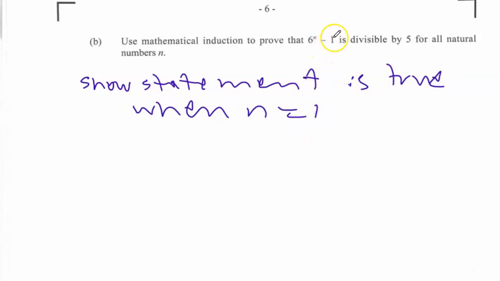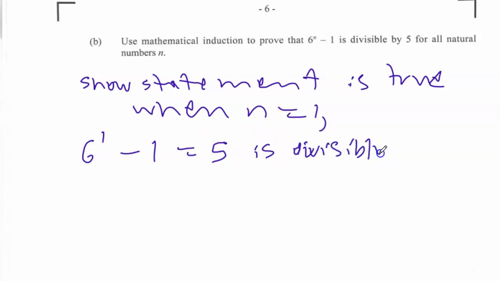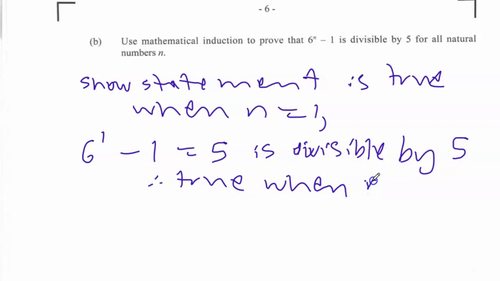Alright, so what statement? That 6 to the power of n minus 1 is divisible by 5. So when n equals 1, 6 to the n minus 1 becomes 6 to the 1, replacing n with 1, minus 1. 6 to the power of 1 is 6. So 6 minus 1 is equal to 5, and obviously 5 is divisible by 5. Therefore, the statement is true when n is equal to 1.